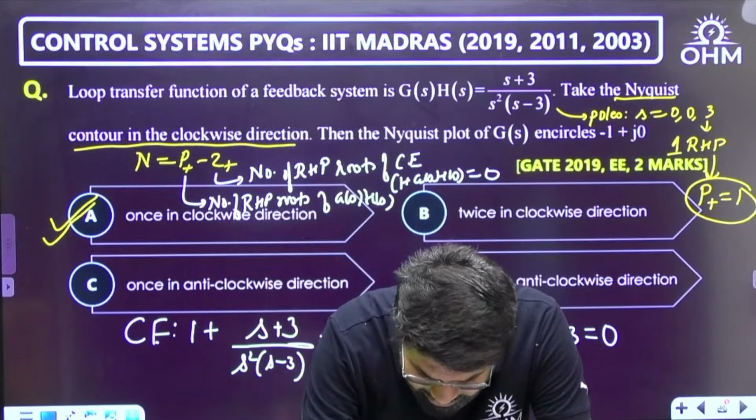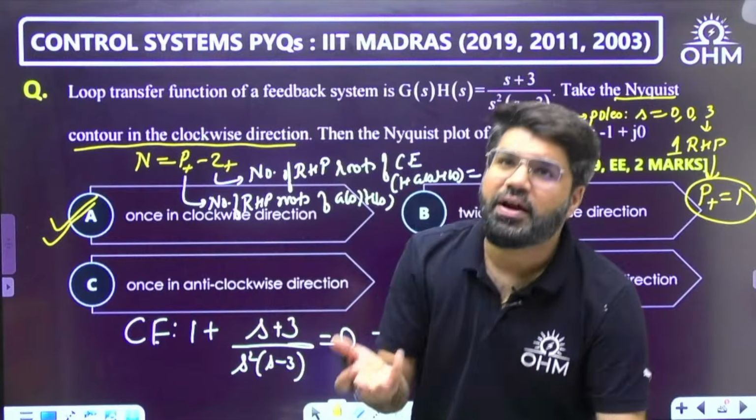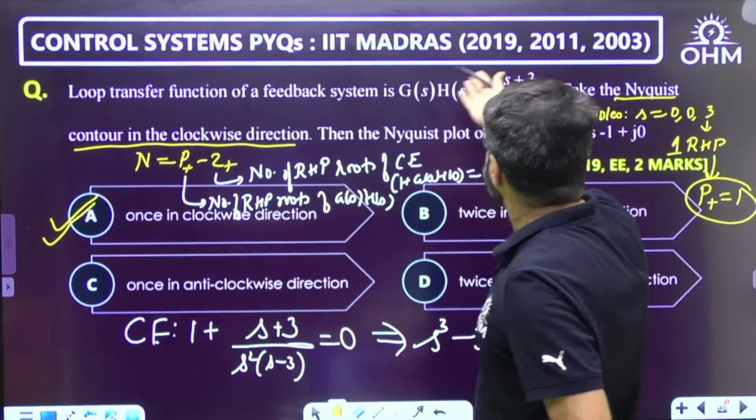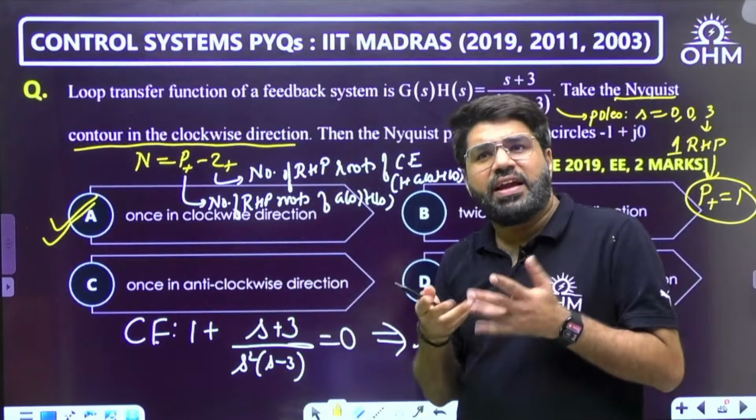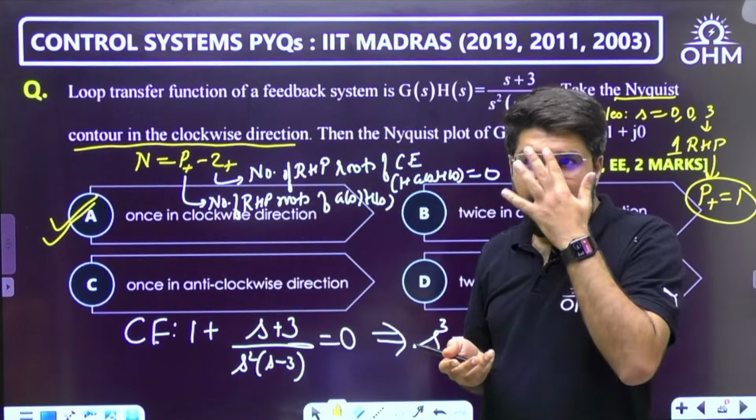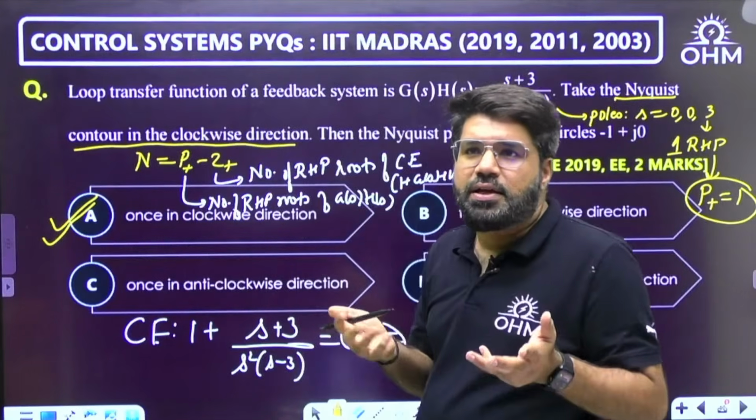Yeah, Lucky, correct. If they are asking the number of encirclements and you can find P and Z, P we can always get from the GSHS. For Z, we can use the Routh-Hurwitz criteria. So there are two different questions, Lucky.